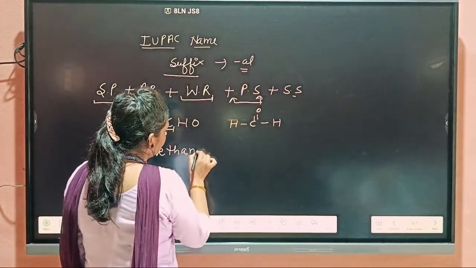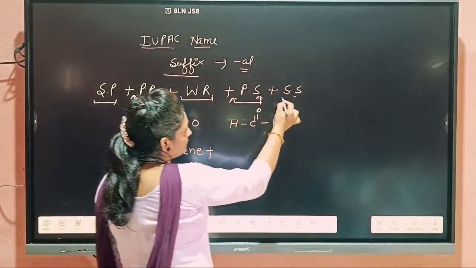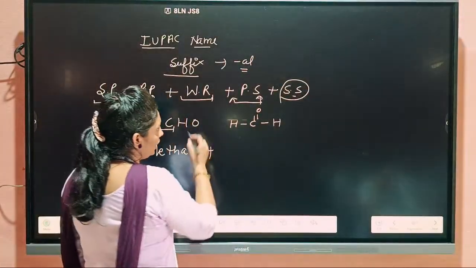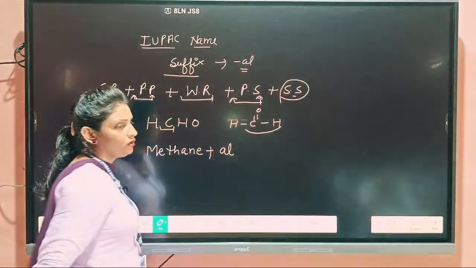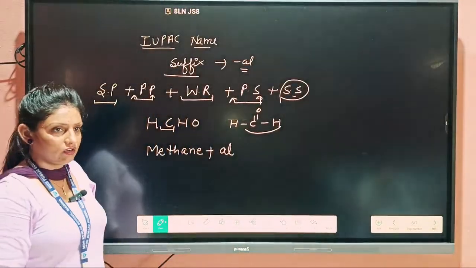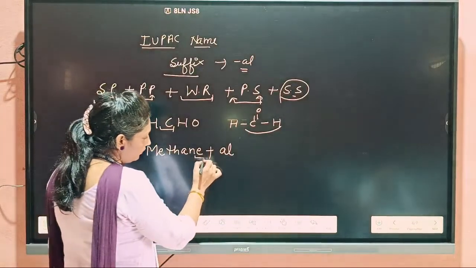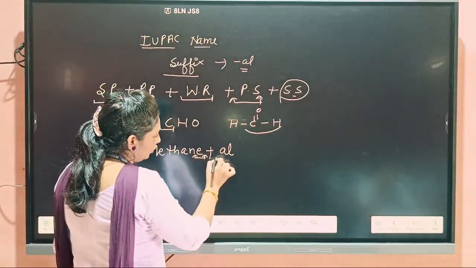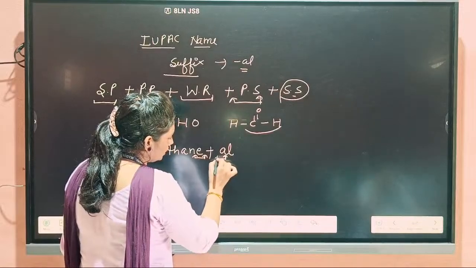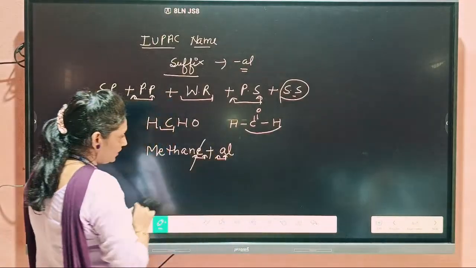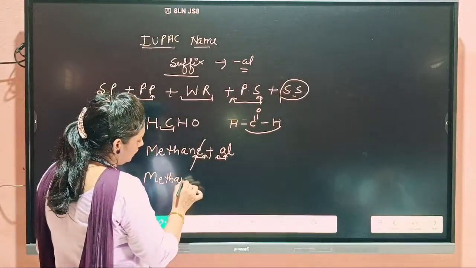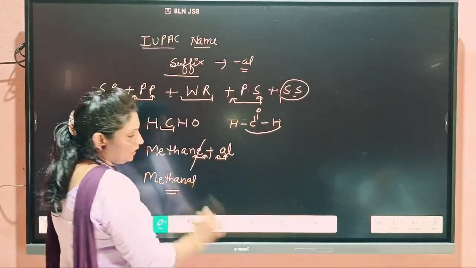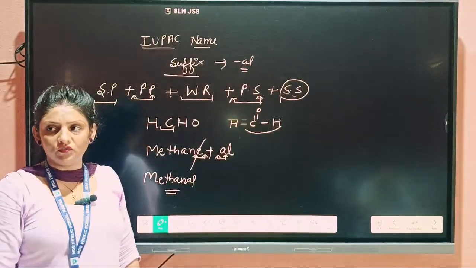So methane, plus the secondary suffix, which is the functional group. Here the functional group is the aldehydic group. For the aldehydic group, we use the suffix al. Okay, two vowels we will not write continuously, so we will cancel this one. So what is the name of this? This name is methanal. In this way, we can give the name.